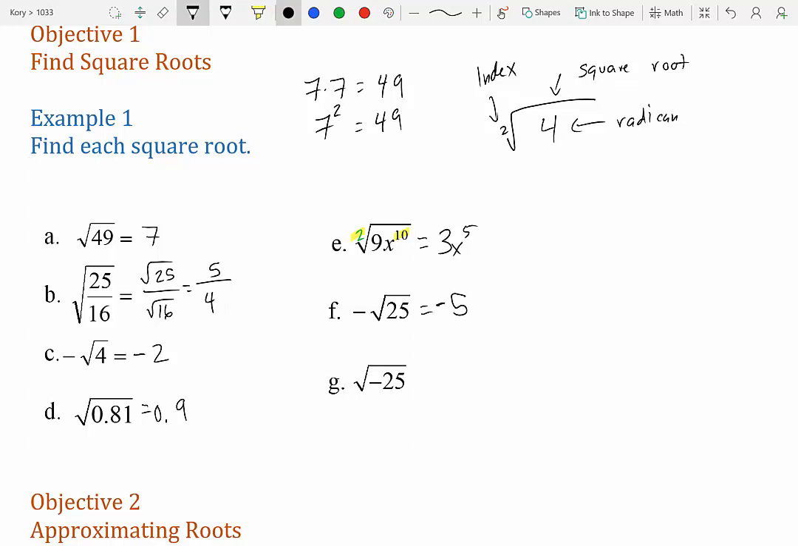And then here we have the square root of negative 25. When it's an even index, you can never have a negative radicand. So in this case, the answer is no real solution. Because you guys might know that you can simplify that to 5i. But if you don't, we're going to get to that later on in this chapter.